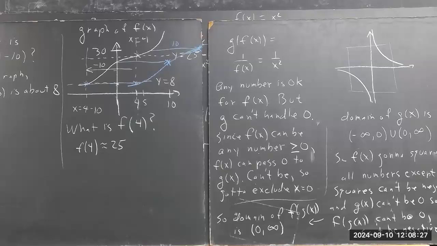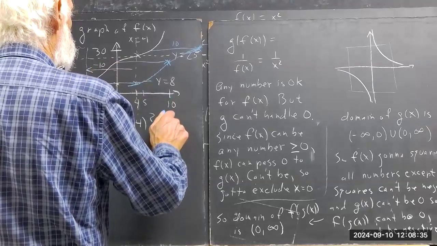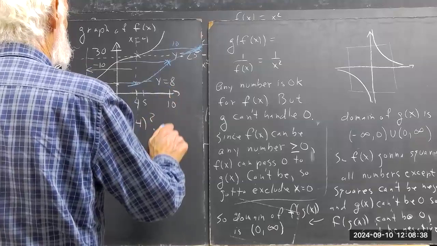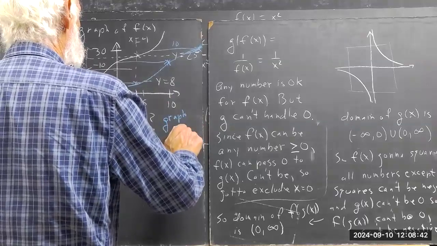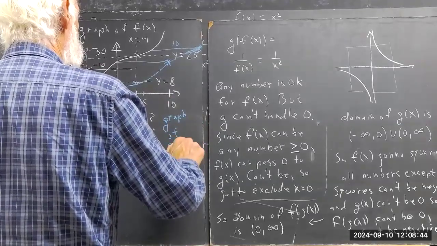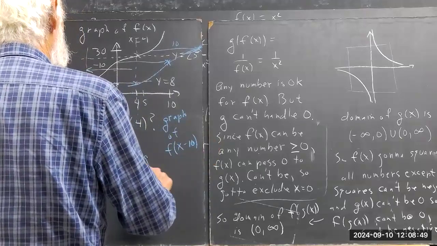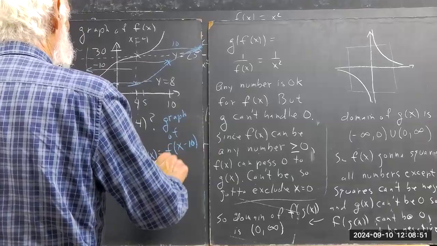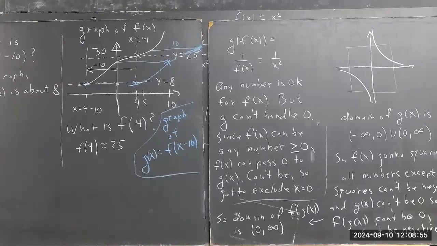Well, this graph is a graph. So I had a good place to label it, should have planned better. This is a graph of a function we can call g of x. It's equal to f of x minus 10.